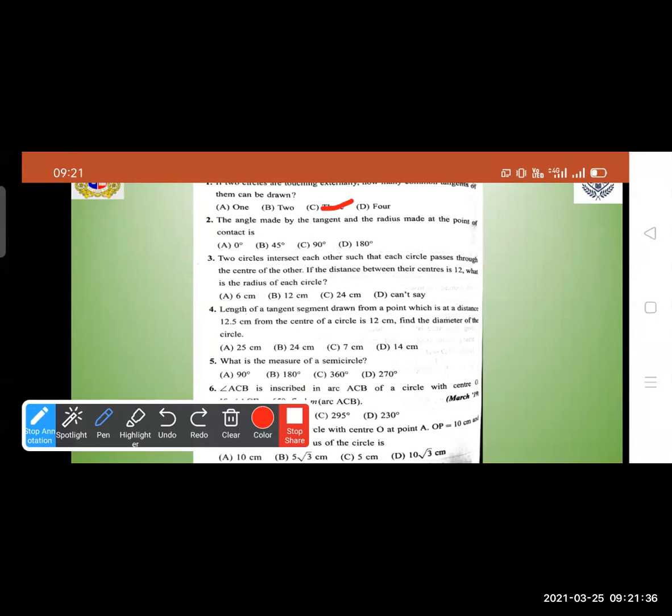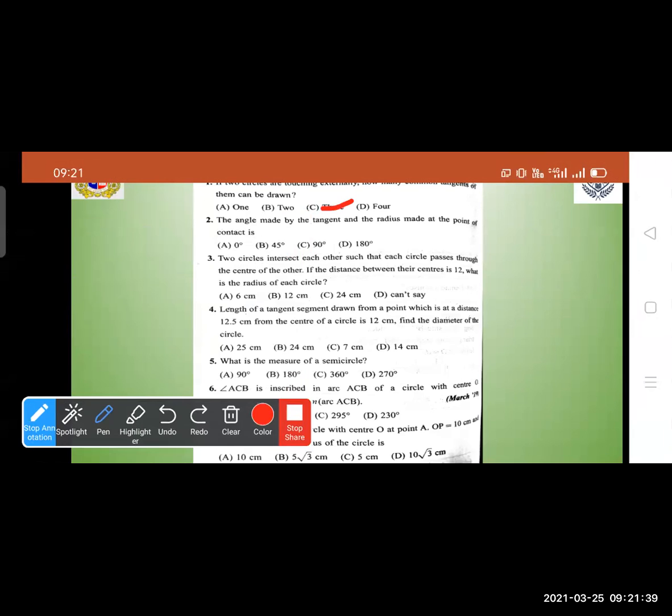Okay, the angle made by the tangent and the radius at the point of contact. ऐसे angle जो made कर रहे हैं, so angle made by the tangent, ये tangent है, यहाँ पे angle बन रहा है, तो ये angle कितना रहेगा? हमेशा 90 डिग्री का रहेगा. Two circles intersect each other such that each circle passes through the center of the other. Okay, this one is center, इस तरह से इससे पास हो रहे हैं. If the distance between their centers is 12, इनके बीच के distance 12 है, what is the radius of each circle?